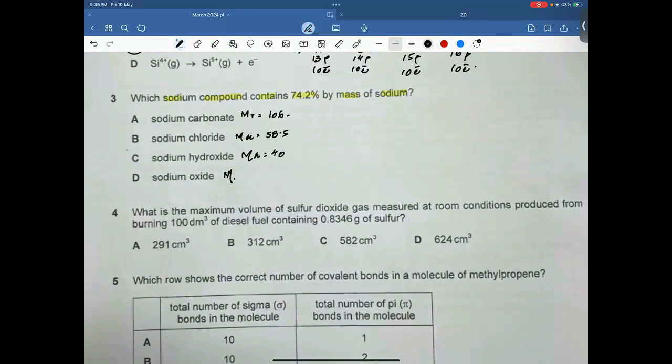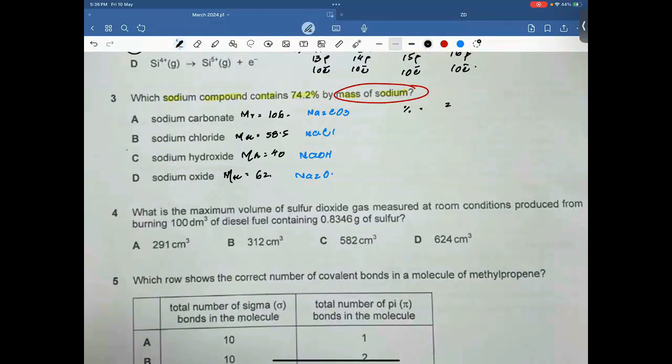And the MR of sodium oxide is going to be, I believe, 23 times 2 plus 16, which is 62. Okay. So sodium carbonate has a formula Na2CO3. Sodium chloride has a formula NaCl. Sodium hydroxide has a formula NaOH. And sodium oxide has a formula Na2O. All right. So we need to find out the mass of sodium. So let's apply the first one.